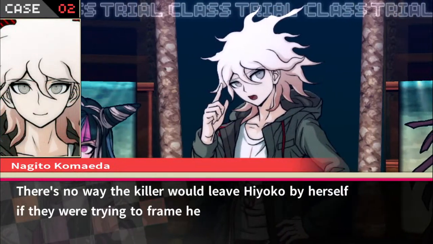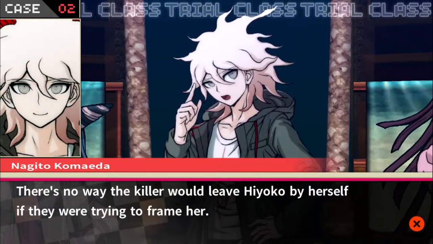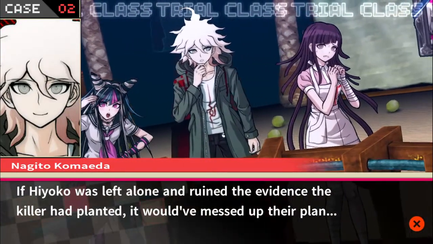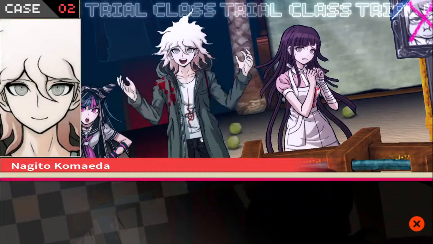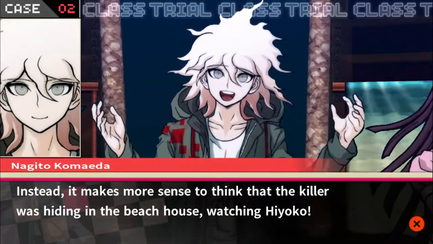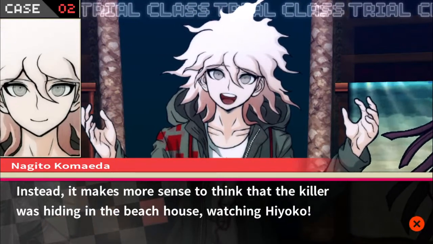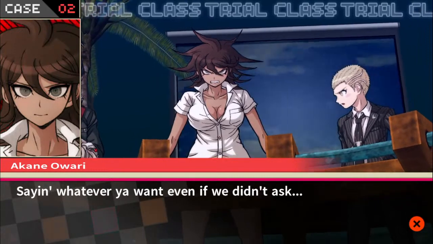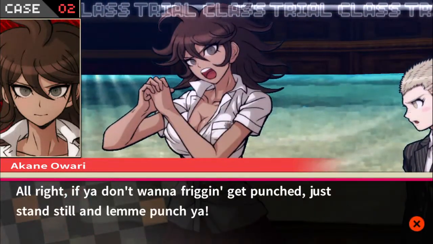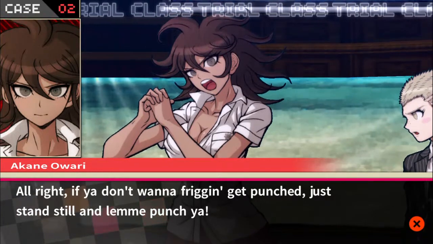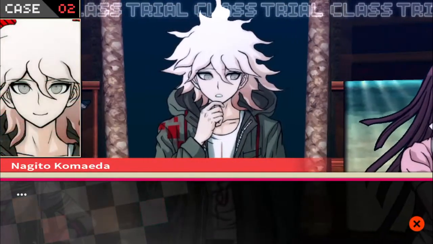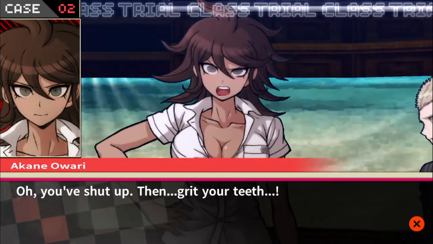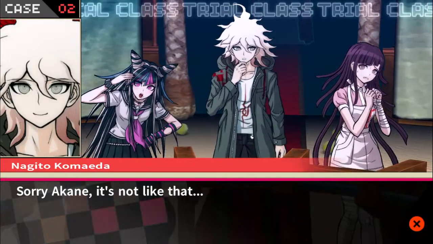There's no way the killer would leave Hiyoko by herself if they were trying to frame her. If Hiyoko was left alone and ruined the evidence the killer had planted, it would have messed up their plan. Instead, it makes more sense to think that the killer was hiding in the beach house, watching Hiyoko. Say whatever you want, even if you didn't ask. Alright, if you don't want to get punched, just stand still and let me punch ya! Oh, you shut up. Then, grit your teeth. Sorry, Akane. It's not like that.